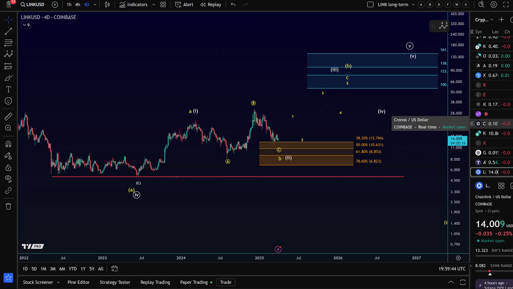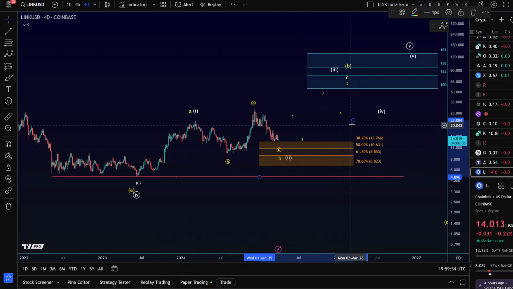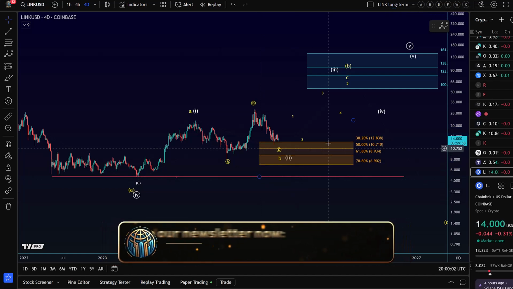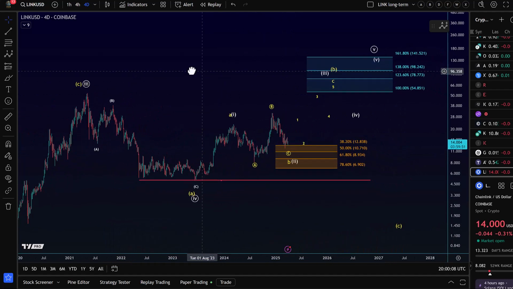The Link chart continues to be in a correction here, and the price has now reached this Fibonacci support zone. All I've done compared to the last one is add the 38.2 retracement because we're hovering above it, just so that you have the full picture here.